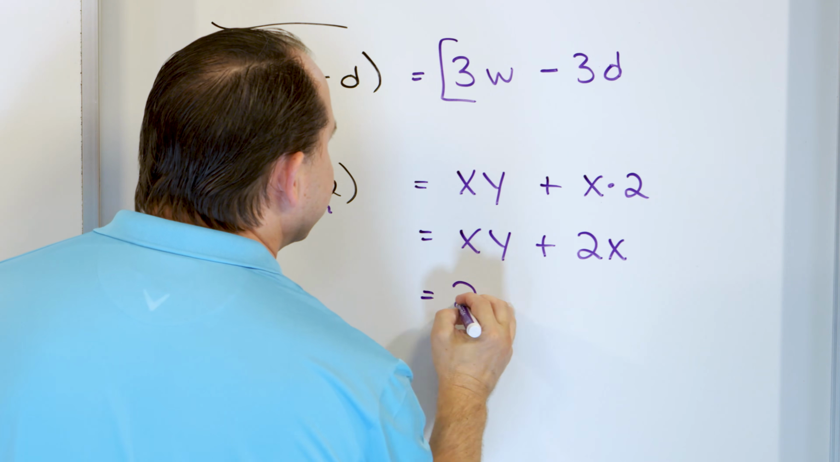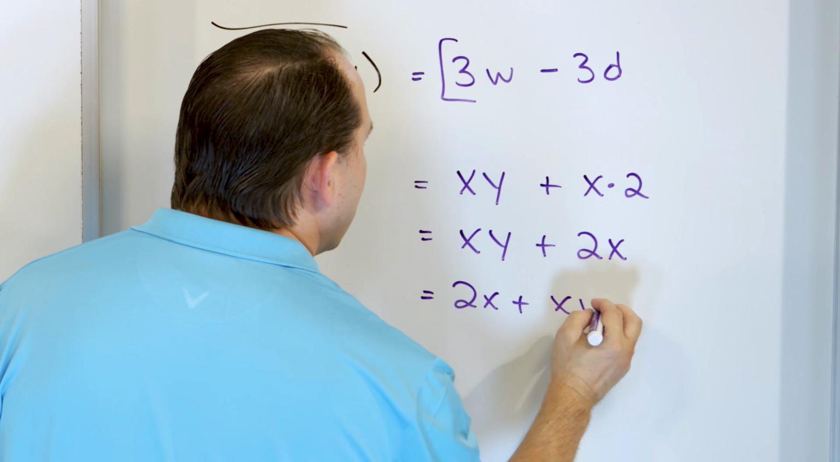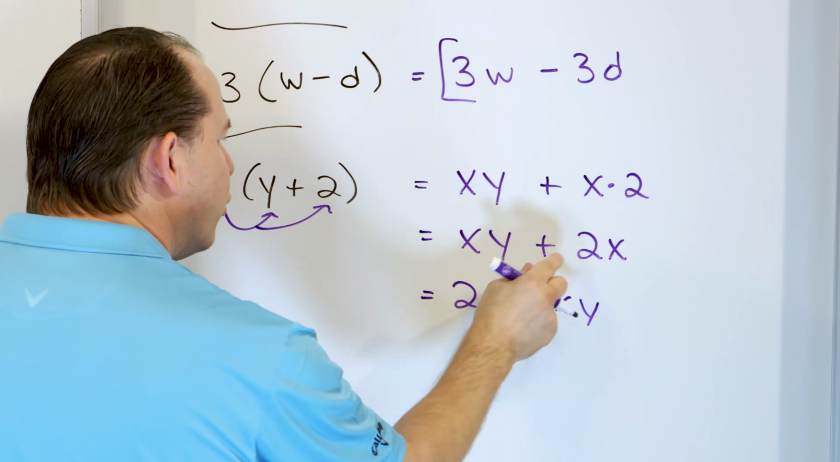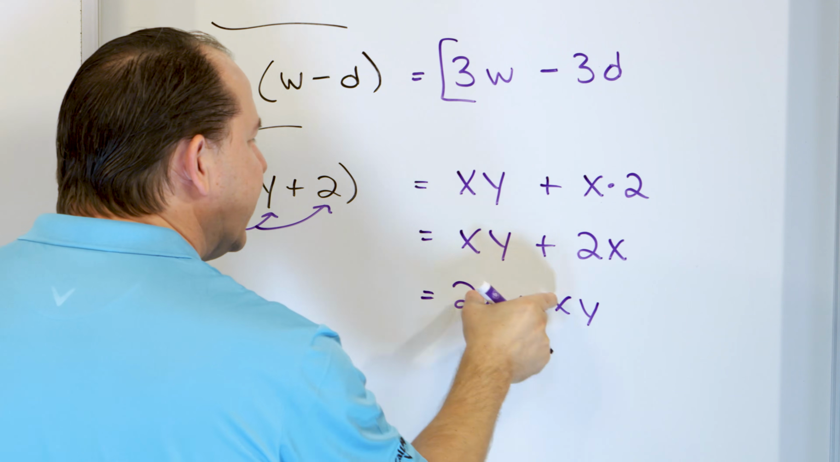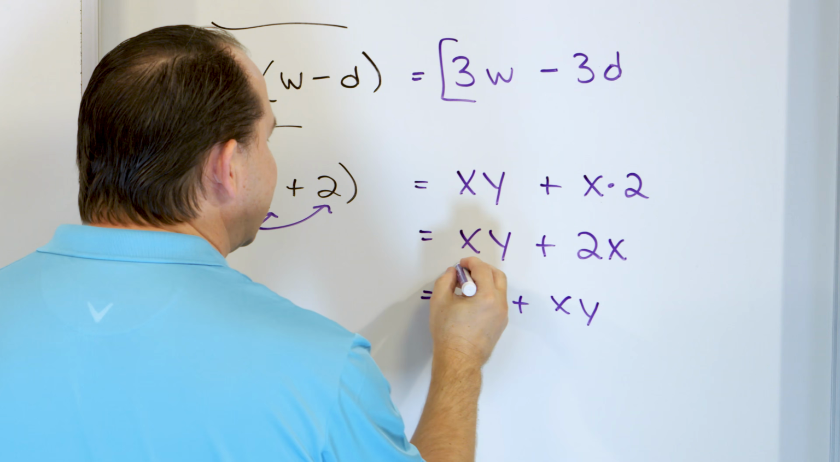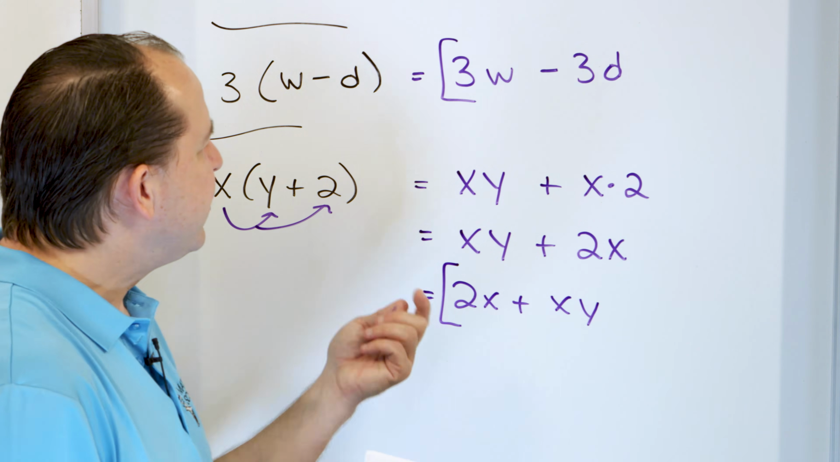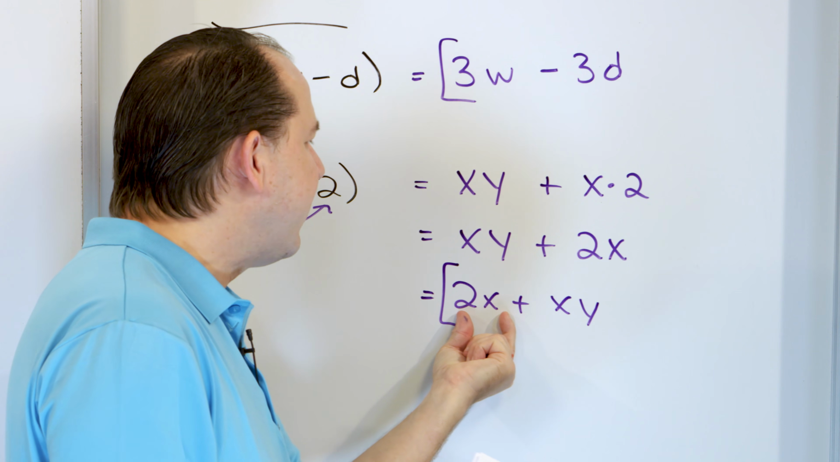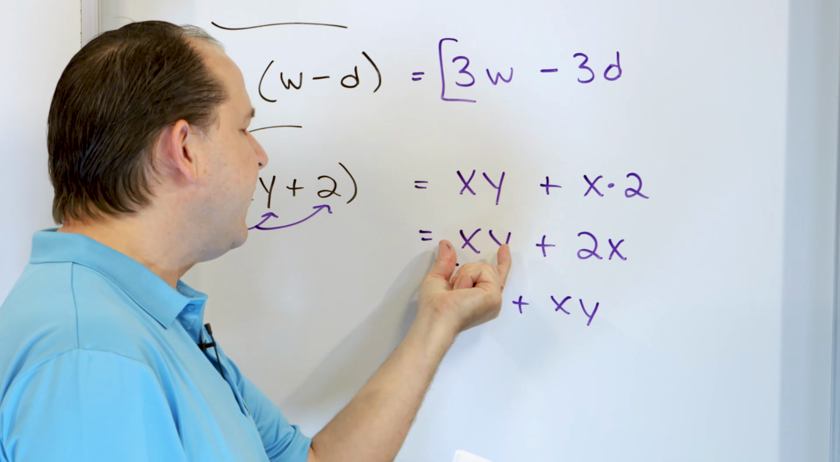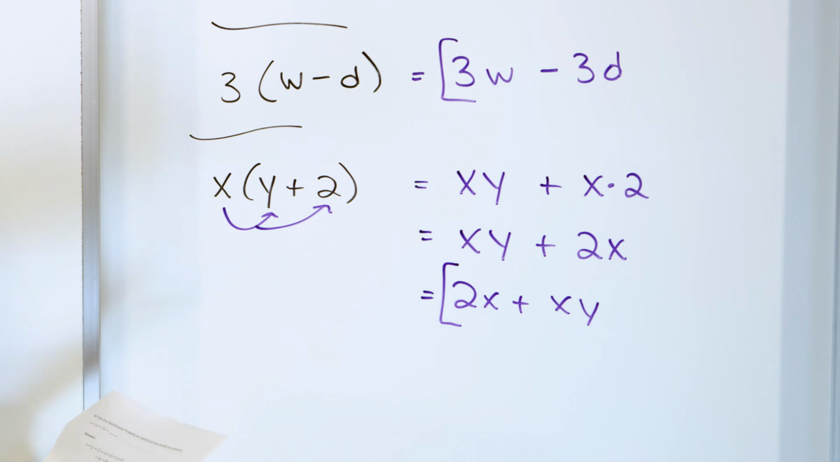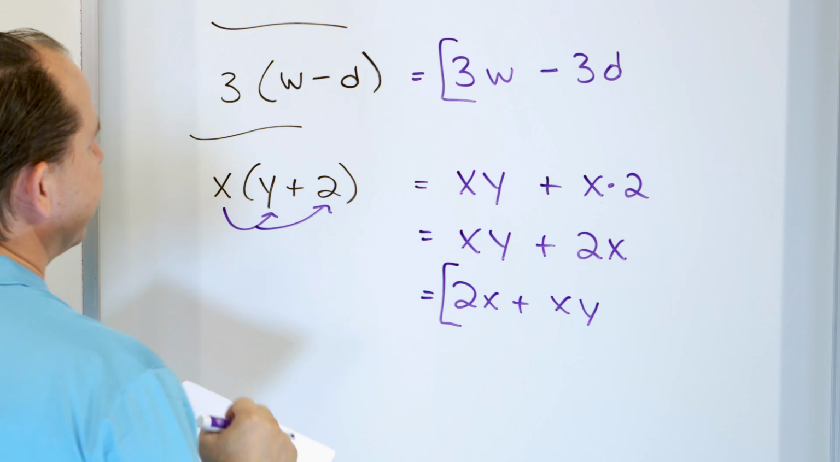You could say 2 times x plus xy, because 2x can go here with its plus sign, xy can go here with its plus sign, and you could write it like this, but really this is fine above as well, because you just want to have a term with a variable first, and this term has variables there as well. So you can write it either way in my book. This is fine or this is fine.